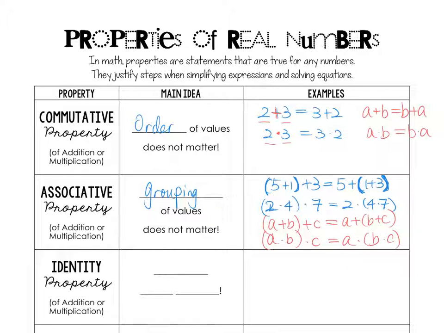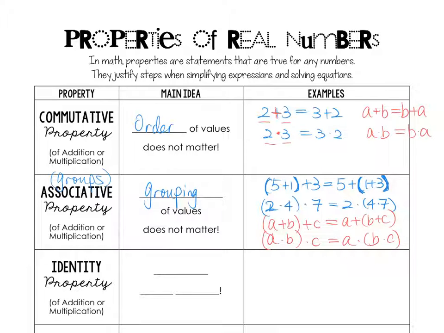Okay? For these two properties, people often get confused between their names. I just remember that associative is about groups. Therefore, groupings don't matter, right? And commutative means direction doesn't matter. So that's different from the associative property.